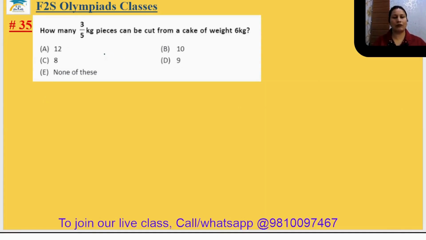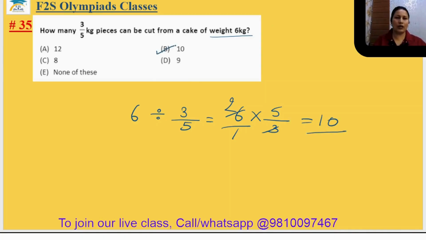Question number 35. How many 3 by 5 kg pieces can be cut from a cake weighing 6 kg? So this is the number of pieces we have to cut from it. It means if we remove a number from any number repeatedly, there is division. So it means 6 divided by 3 by 5. That is your 6 multiplied by 5 by 3. So 3 2s are 6, 5 2s are 10. Option number B. 35th answer is option B.